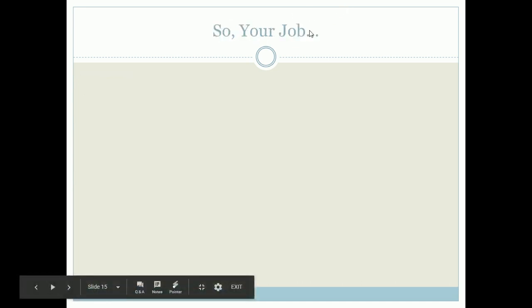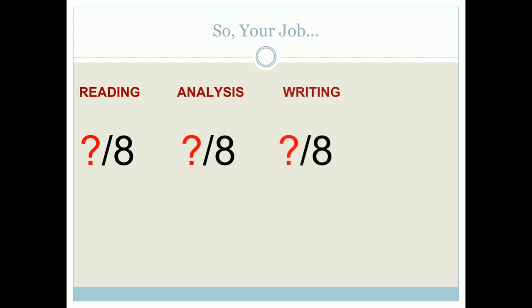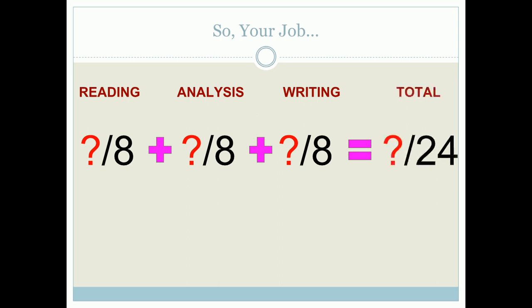So, a summary of what your job is. You're going to give the essay a reading score out of 8. Then you're going to give it an analysis score out of 8. Then you're going to give it a writing score out of 8. You're going to add them together. You're going to get a total score out of 24. You're going to do this for every essay. And ideally, you should also write some feedback to the students.